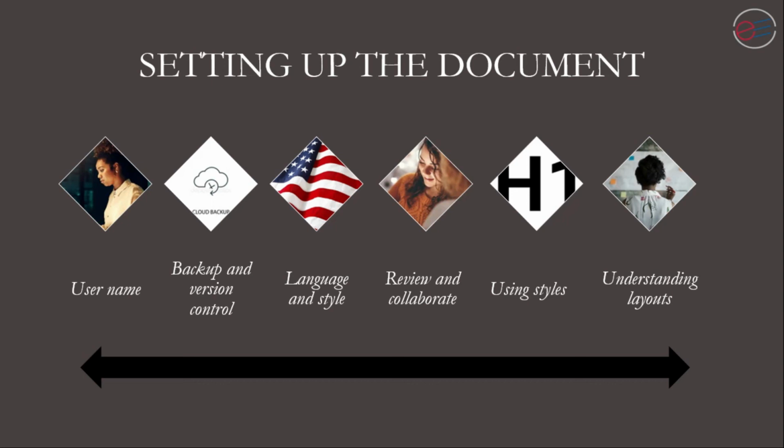The next one is backup and version control. How and where your documents are going to be stored, and where the backups are going to be available, whether they can be made available for collaborators on the cloud, and all these things will come under backup and version control. For an editor, the most important thing is language and style. We are going to talk a lot about language and style at a later point of time. The next one is review and collaborate.